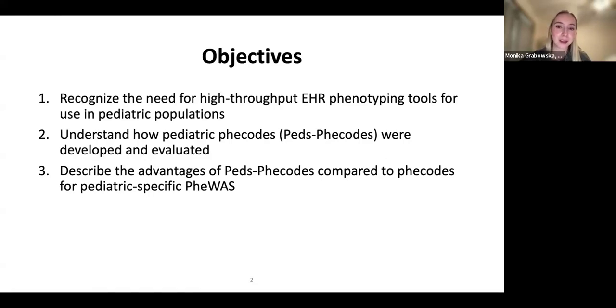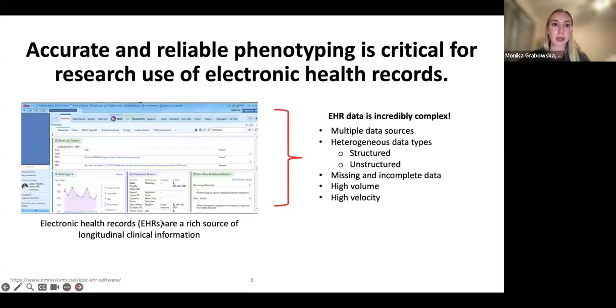Just to recap on the abbreviations, when I say EHR, I'm referring to electronic health records. PEDS Phecodes is how we ended up branding the pediatric Phecodes we developed, and then PheWAS refers to phenome-wide association study. Electronic health records phenotyping involves defining patient cohorts with a particular phenotype, whether that be a disease or other observable characteristic, using data extracted from the EHR.